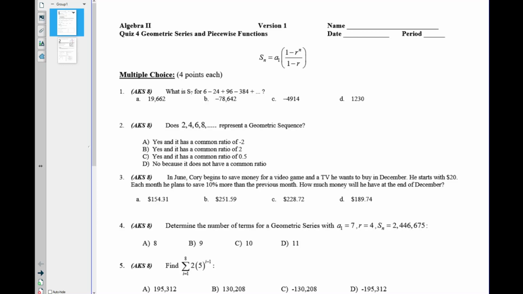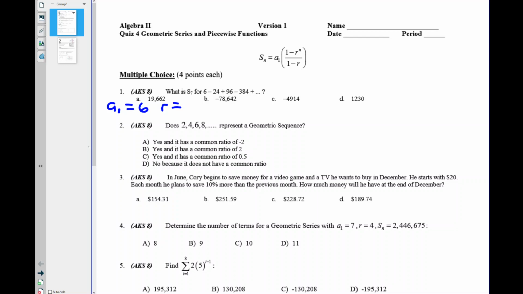So let's start off with number 1. What is the sum of the first 7 terms of this geometric series? In order to find the sum of a geometric series, what do you need? You need the first amount. That would be the most obvious one here of all. That's the 6. What else do you need? Common ratio. Maybe that's less obvious. What's the common ratio here?